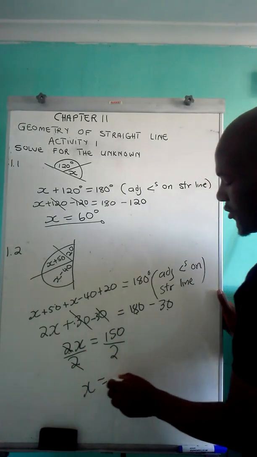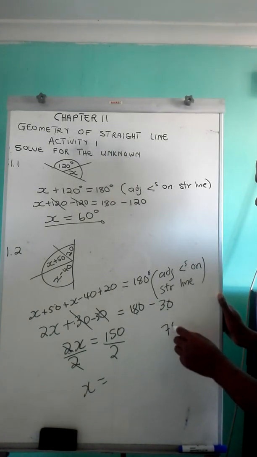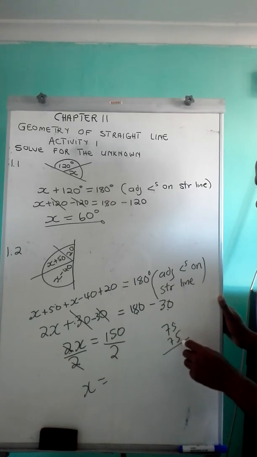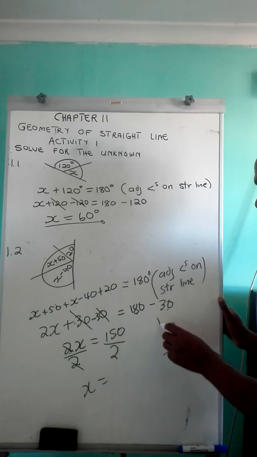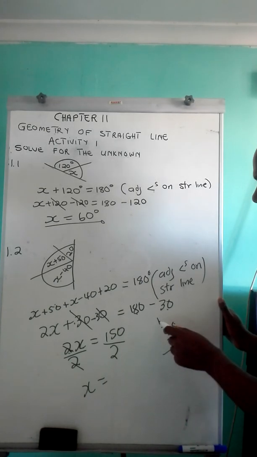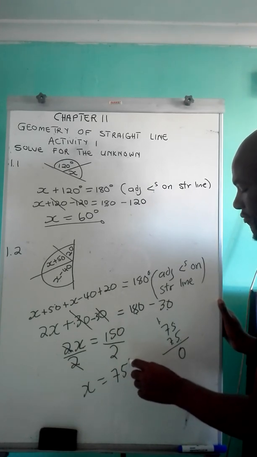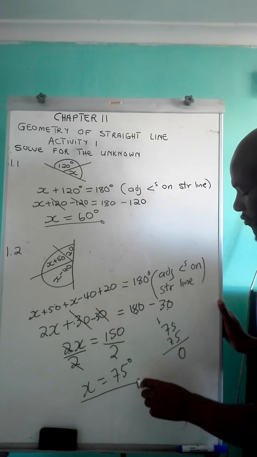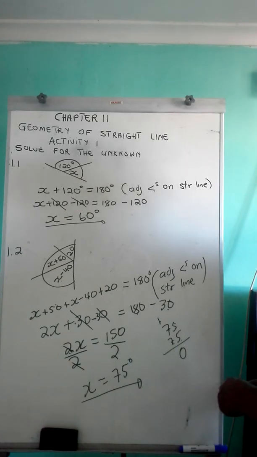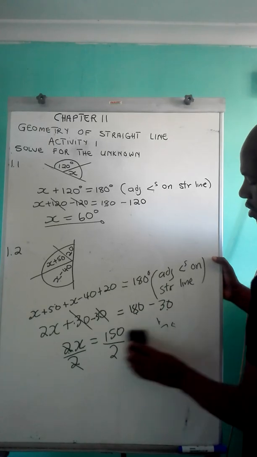x is equal to, what is 150 divided by 2? 75. Let's check: 75 plus 75. 5 plus 5 is 10, carry 1. What is 7 plus 7? It's 14, plus 1 is 15. So it's 75. Right. That is 1.2.